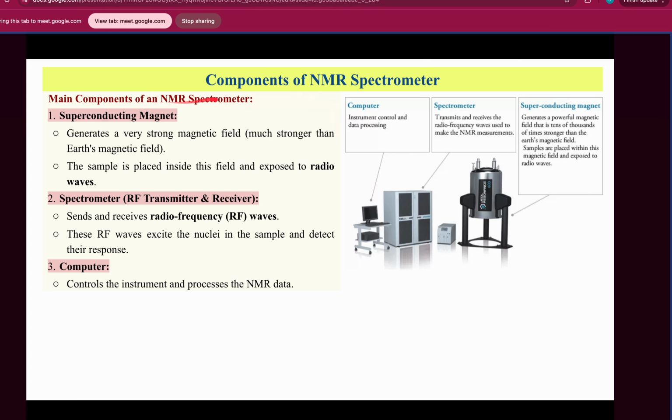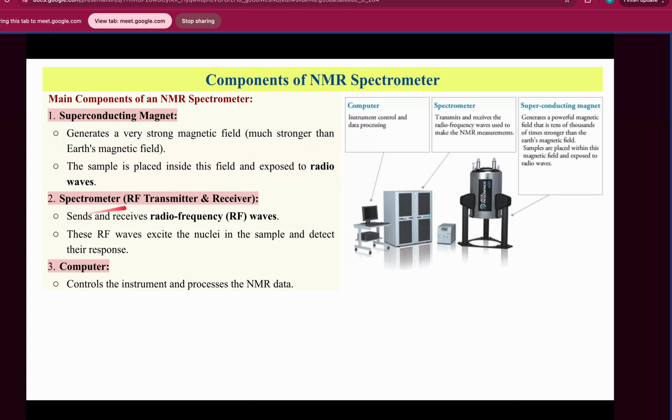The main components of the NMR spectrometer are superconducting magnets, which generate a very strong magnetic field, greater than the Earth's magnetic field, because this is the main condition. Only then will they bring about the change in the magnetic moment. That's why they have a strong magnetic field, and the sample is placed inside the field and exposed to the radio waves. So this is the superconducting magnet which is generating the magnetic field.